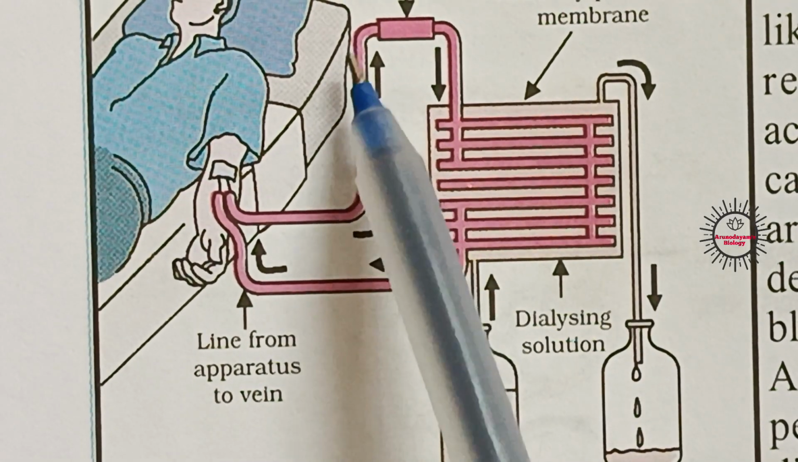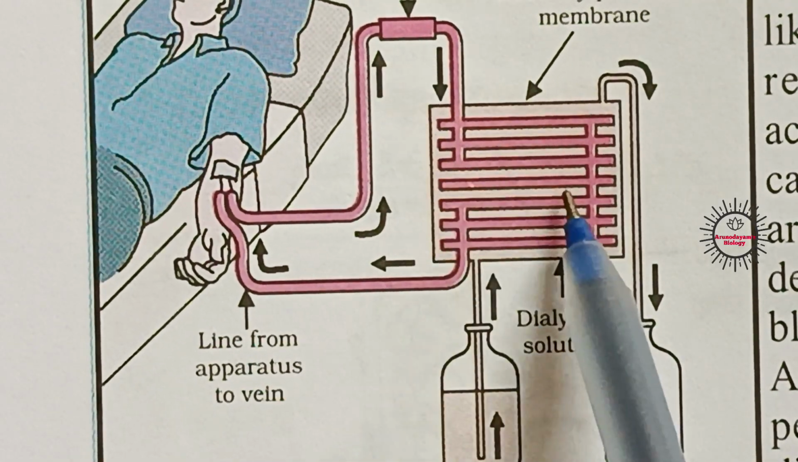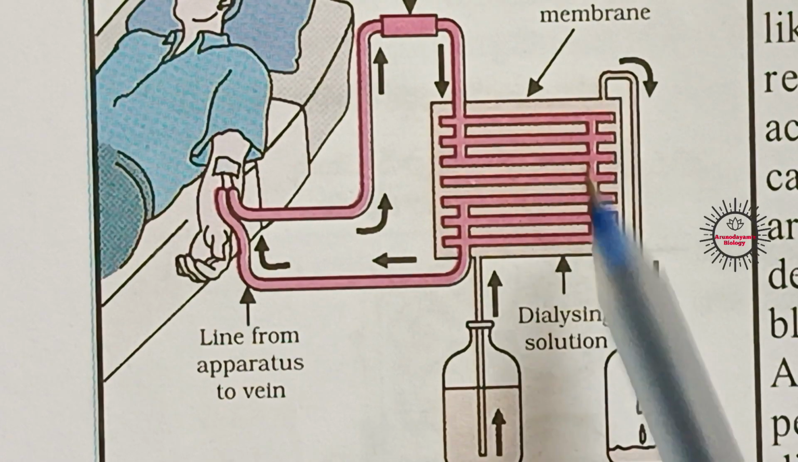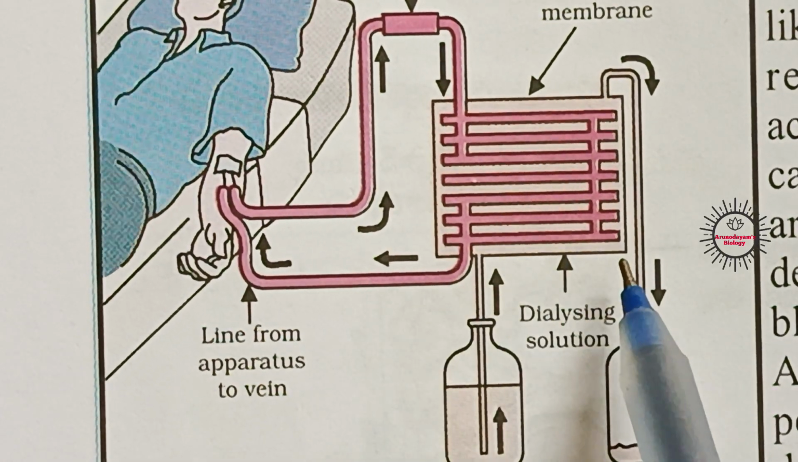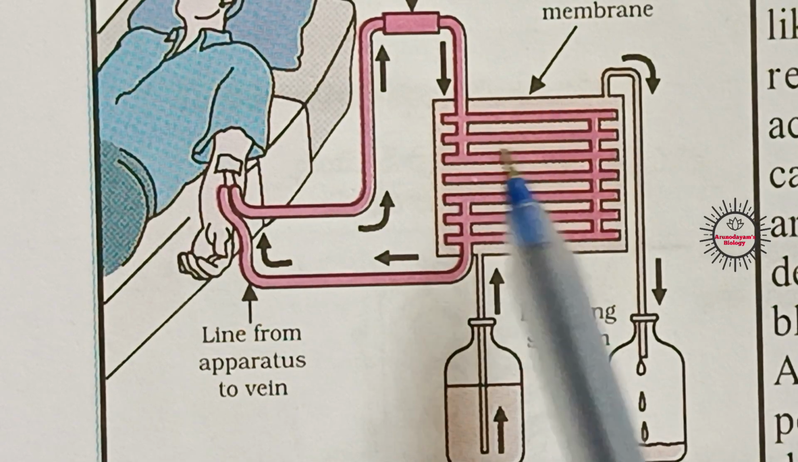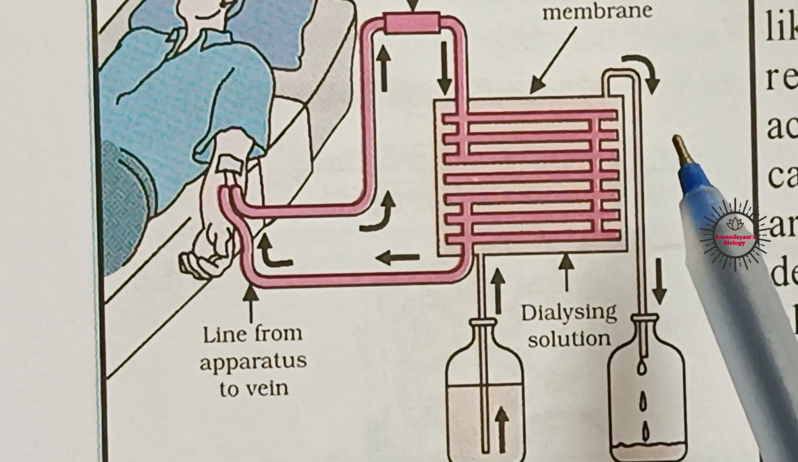After that the blood is made to pass through the machine. This machine contains so many tubes which are interconnected with each other, and these tubes are covered with semi-permeable membranes.